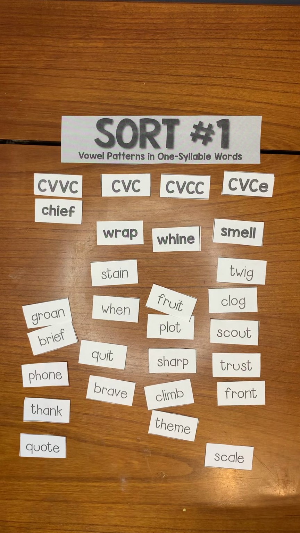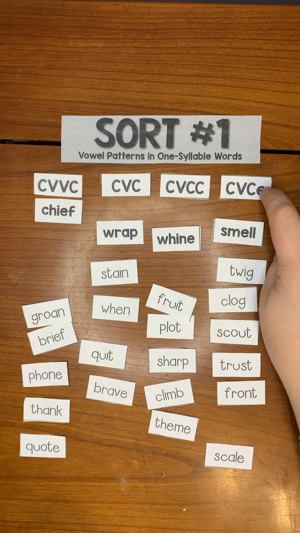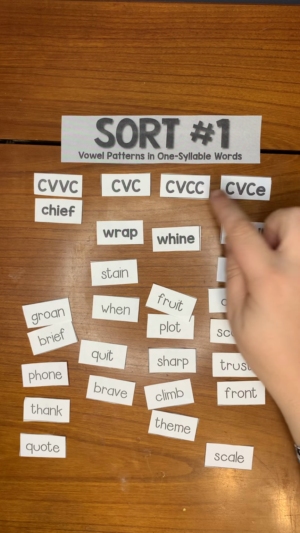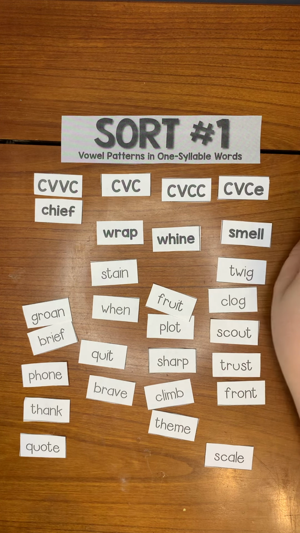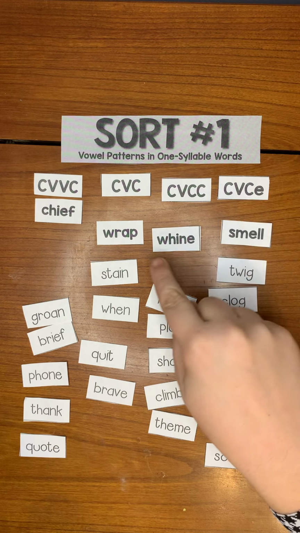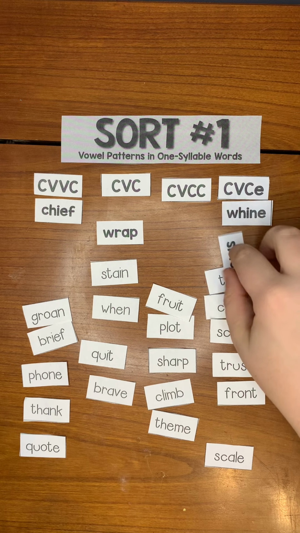Well, if I'm not sure, I may try to find one that's a little easier first. So let's look for our CVCE word. Because all of them have this CVC pattern, but then some of them have a bonus at the end, right? So the only one that ends with a magic E is wine. So I'm going to put wine right here.